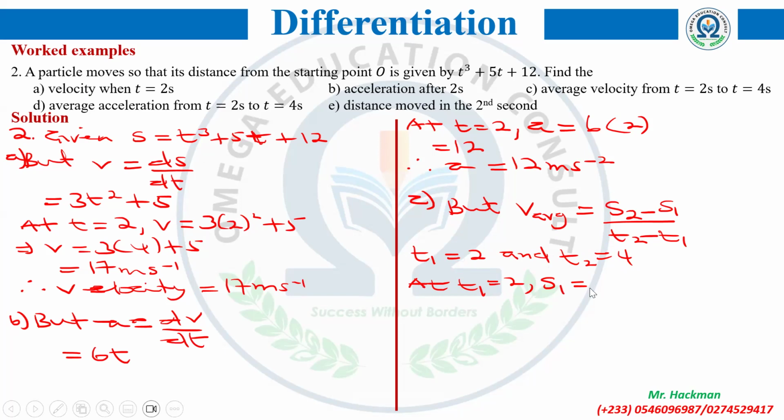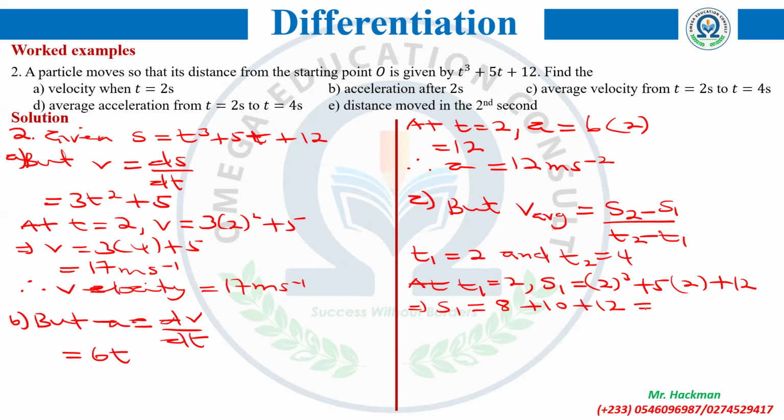Alpha, my professors, I hope you are following. Okay, so let's go and do that together. So that will give us 2 cube here plus 5 into 2, then plus what? 12. Is that clear? So this implies that your S sub 1 will be equal to 2 cube, which is 8, plus 10, then plus 12. So this will give us 20, so 30. So that will be equal to 30.